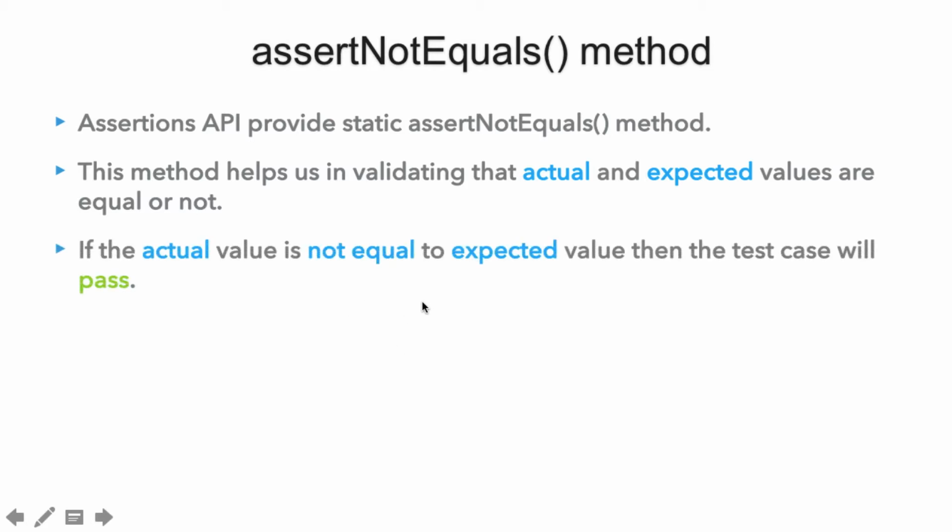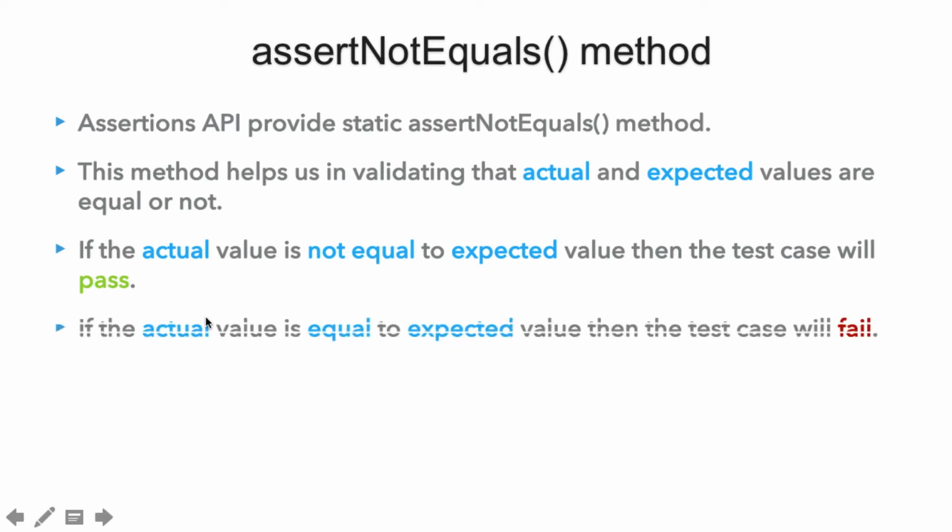If the actual value is not equal to the expected value, then the test case will pass. So here you can see that the method name is assertNotEquals, and the method signifies that if actual is not equal to expected, then our test case will pass. And if the actual value is equal to the expected value, then the test case will fail.